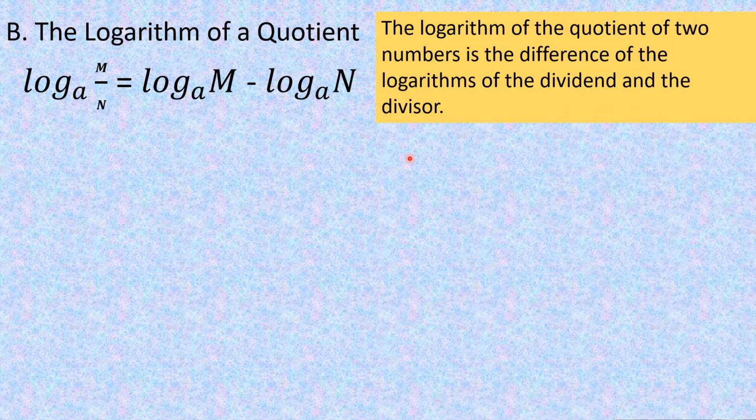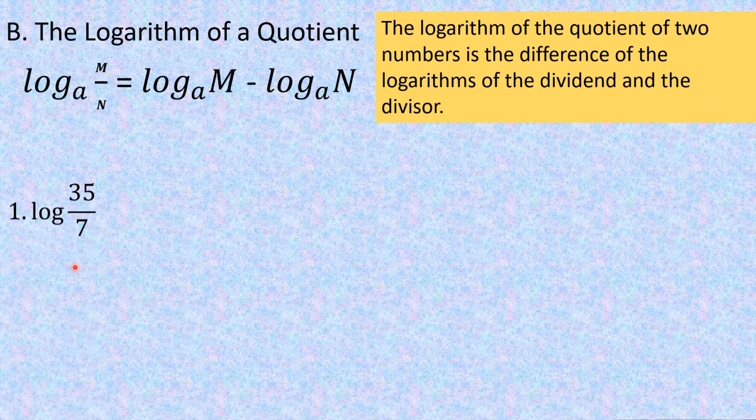So in other words, the logarithm of the quotient of two numbers, m and n, is the difference. Therefore, it's no longer a sum, but a difference of the logarithm of the dividend and the divisor, meaning we will be subtracting the logarithm of the numerator minus the logarithm of the denominator.